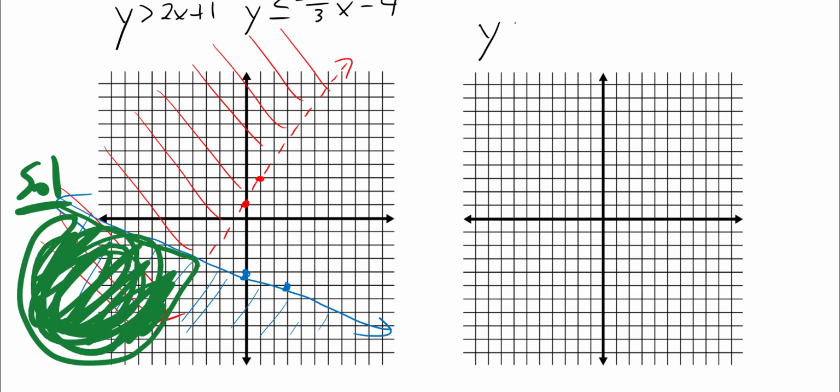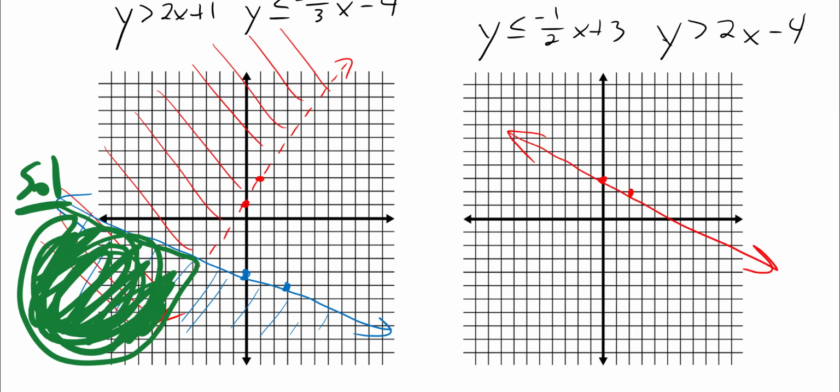Y is less than or equal to -1/2 x plus 3, and y is greater than 2x minus 4. Okay, so let's do the first one in red. So we go up 1, 2, 3, plot the point, and it's down 1/2. That's a solid line. And you shade below the line because it's less than, so we shade below.